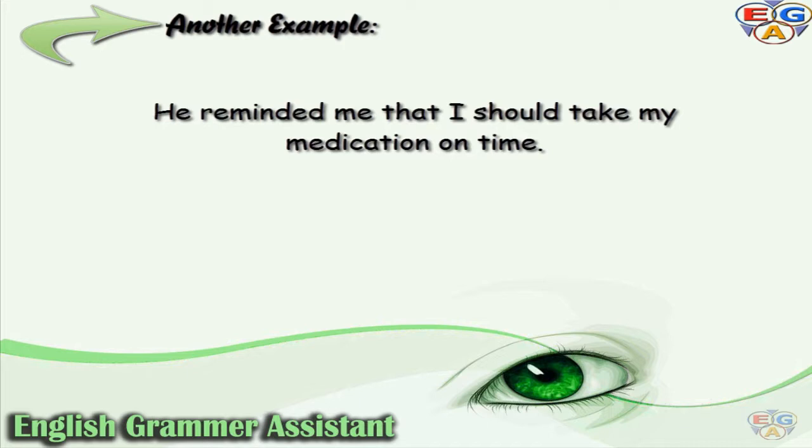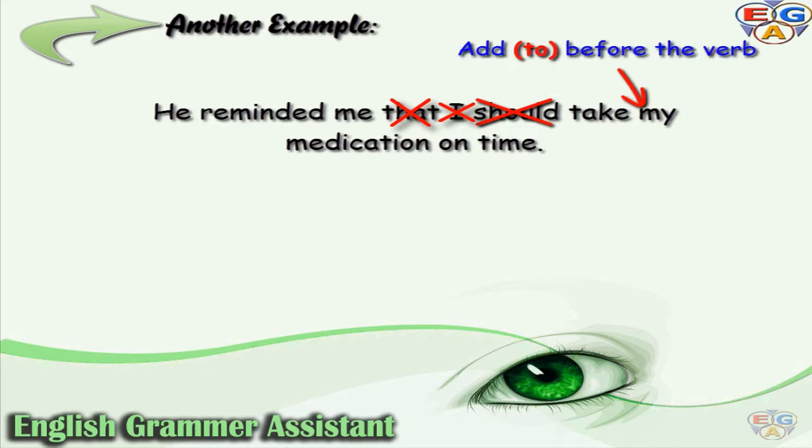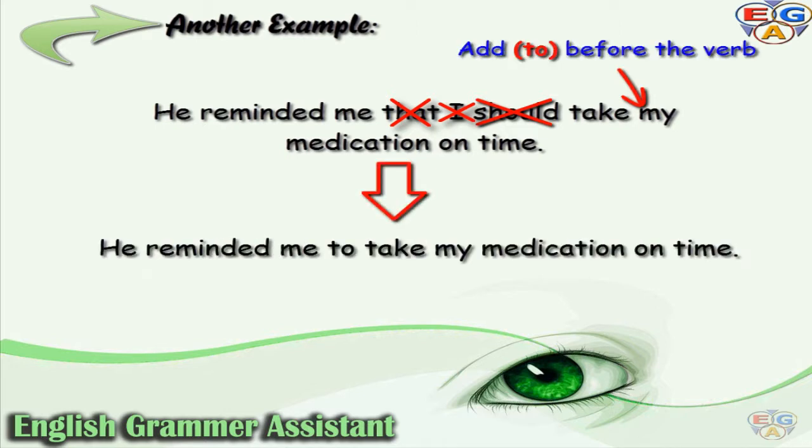Another example. He reminded me that I should take my medication on time. In order to reduce the noun clause in this sentence to infinitive, we eliminate the connector that, eliminate the subject I, and the modal should, and add to before the verb. So, the new sentence becomes like this. He reminded me to take my medication on time.